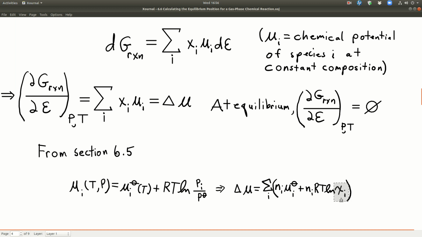So watch out for this notation, guys. This is a chi, which stands for a mole fraction. This is x, which stands for a coefficient. Those are different things.